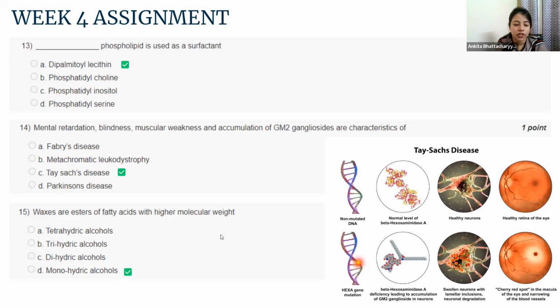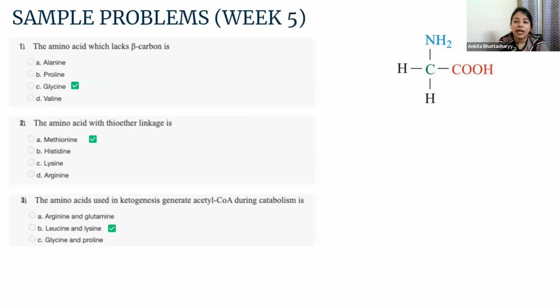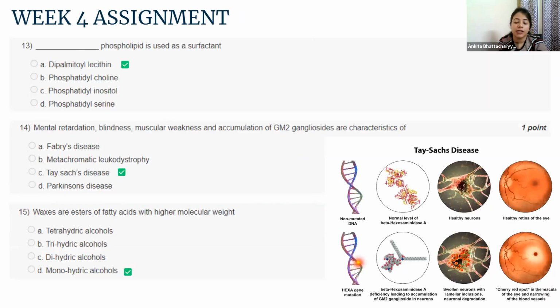Then come waxes, which are esters of fatty acids with high molecular weight. We are looking at tetrahydric alcohols, trihydric alcohols, dihydric alcohols, and monohydric alcohols, and the answer to this is monohydric alcohols. These are fairly direct questions, not really much to expand on. Now, this covers the assignment for that week, and what we will look at now are some sample problems. Just give me a second.